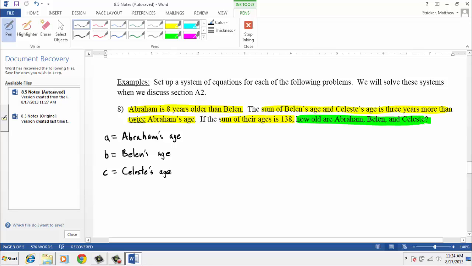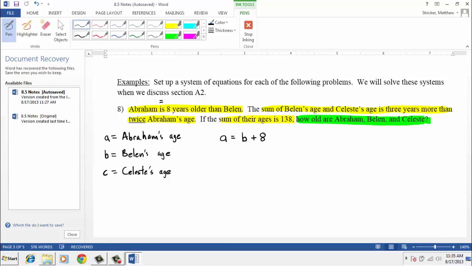And we're given some information. Now remember, we're trying to come up with 3 equations. This first part that's highlighted in yellow is actually an equation. It says Abraham is. Well, Abraham is A. Is stands for equals, so we're going to have A equals 8 years older than Belen. Belen's age B plus 8. There's our first equation.